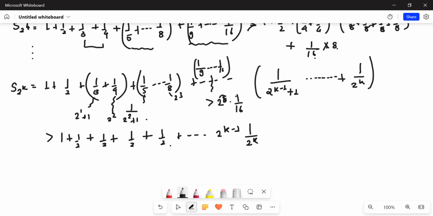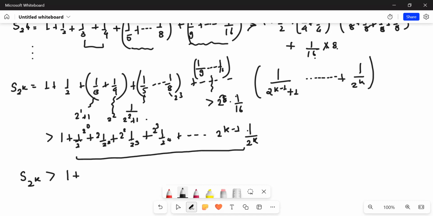So overall, this is 2 to the power k. Here it was multiplied by 2 to the power 0. Here it was 1 upon 2 square multiplied by 2. Here it was 1 upon 3 multiplied by 2 cube, and so on. So basically I can write S2^k is greater than 1 plus k by 2. You can see it is k minus 1 here, and the raised power is k. So overall it tends to infinity: if k is made very large, then S2^k can also be made very large.